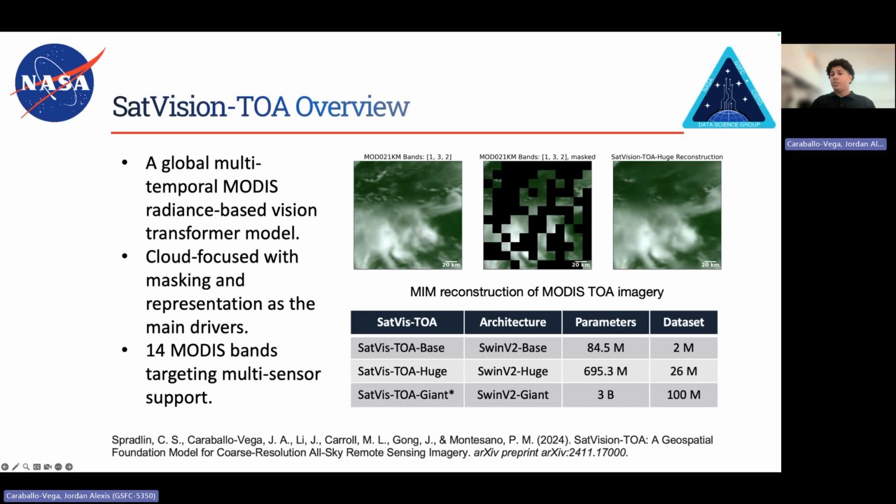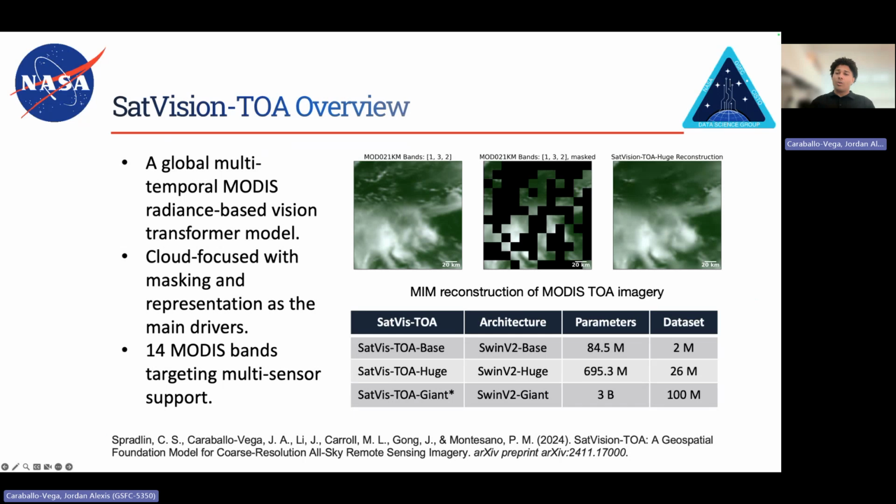And a similar question we were trying to answer here is, okay, well, we now have clear sky and all sky imagery that we're combining to get representative embeddings, that we're trying to reconstruct to extract useful info. How much data do we need, and how big does the model need to go? So we use 14 MODIS bands from the MODIS sensor, and then we scale the number of parameters. We went from 84 million, 700 million, to 3 billion parameters, but then also scaling with that the amount of data. So we had 2 million chips, 26 million chips, and 100 million chips.